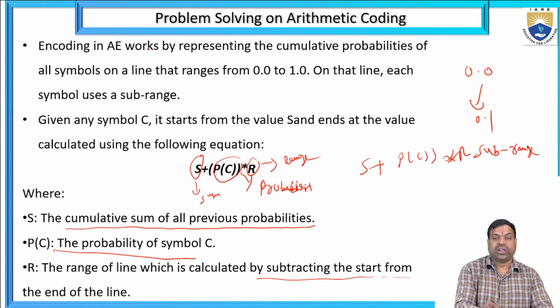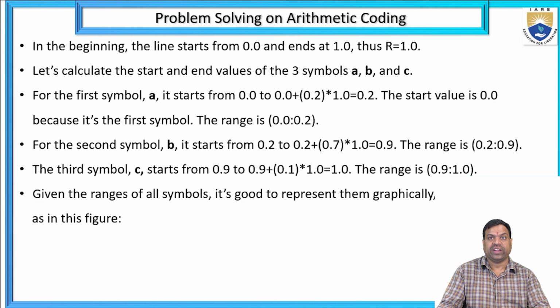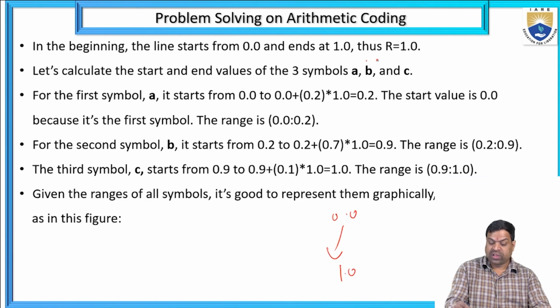So arithmetic encoding represents the cumulative probabilities of all the symbols on a line that ranges from 0.0 to 1.0, and each symbol uses a subrange. In the beginning, the line starts from 0.0 and ends at 1.0. So what is the range equal to? R equal to 1.0.